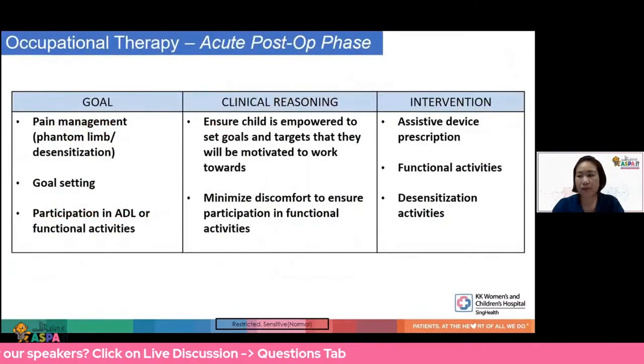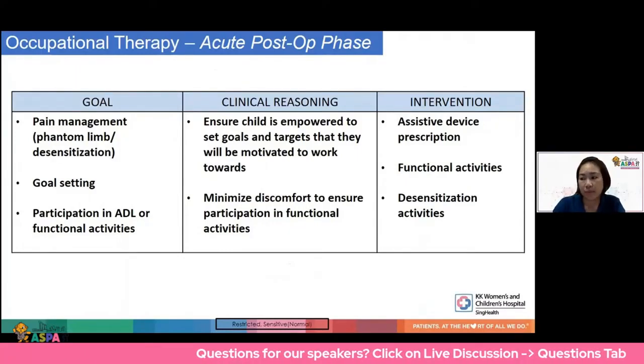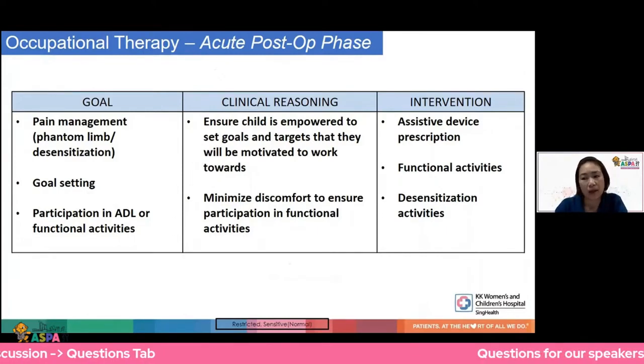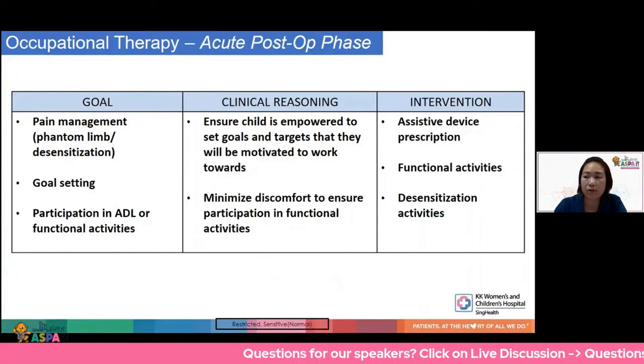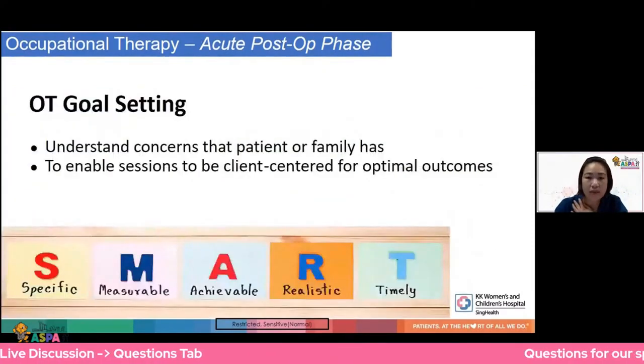Now, for occupational therapies, the goal is to facilitate the start of other pain management strategies on top of the pain medication that is going to be given by the doctor. Occupational therapy will also facilitate goal setting and encourage activity participation. And we will work closely with other members of the team to be involved in the care of the child to ensure that the services provided are optimized.